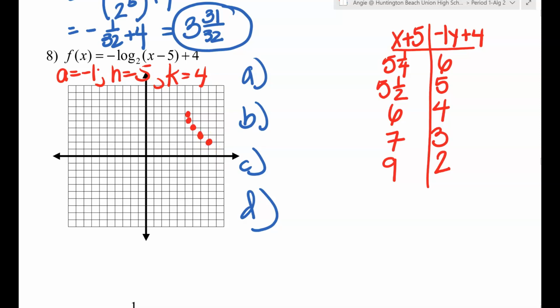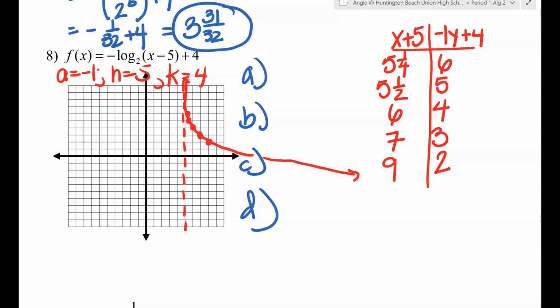And do you guys remember your log functions would have a vertical asymptote? Yes, so it's going to be at h equals 5. So this is your vertical asymptote, okay? Because it translated 5 units to the right. So we're going to go, wee. So if we were to keep on going, it goes like this, okay? But I didn't want to cut out my ABC spot there.